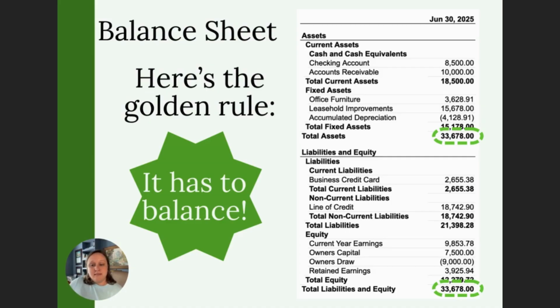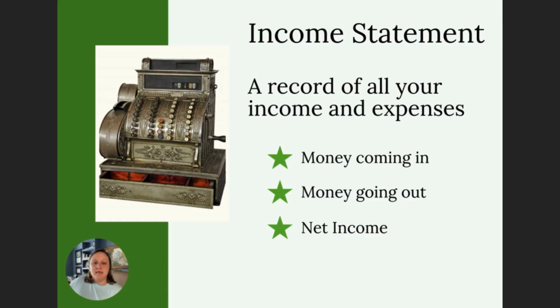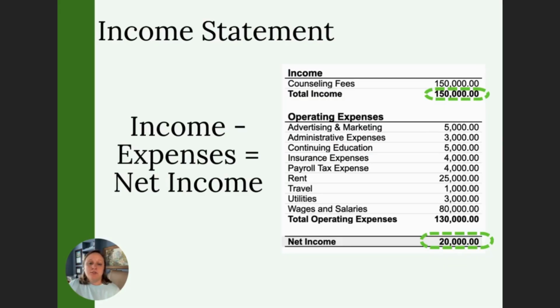So our next financial statement is the income statement. And this is just like it says, we're basically just looking at a record of all of your income and expenses that are coming in and out of your practice. So that's money coming in, going out. And then we're also going to be able to take that to get what we call your net income. And net income is just income minus expenses.